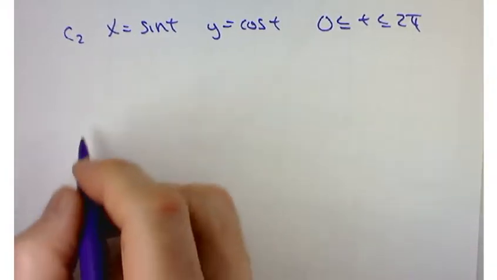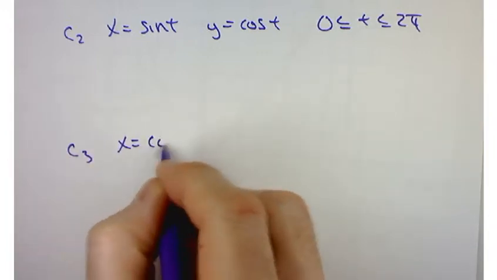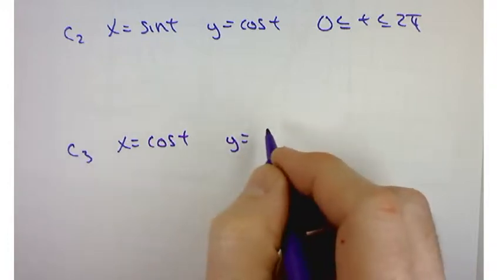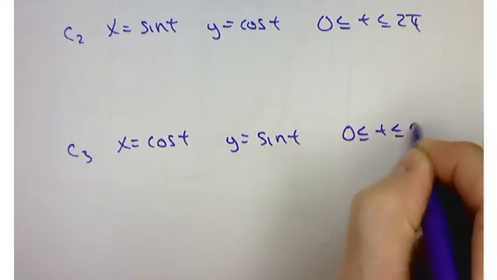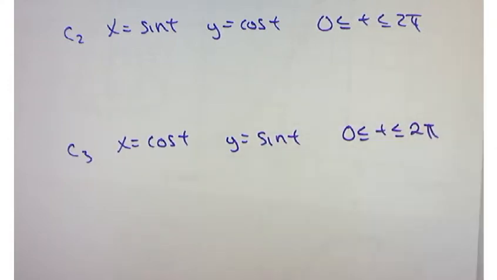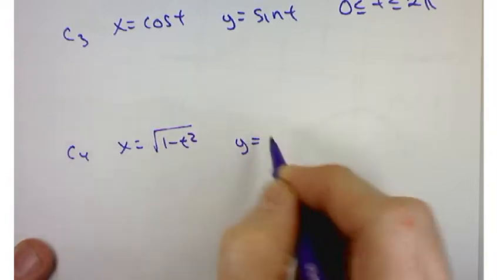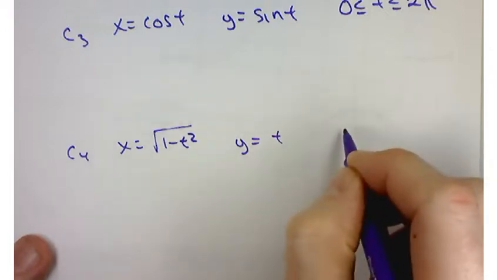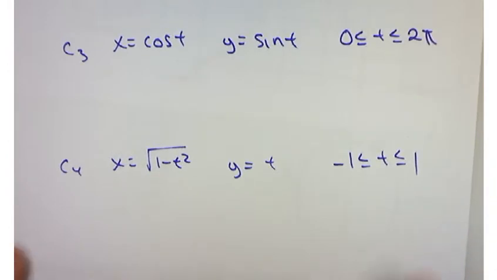I can flip things around in curve 3. x equals cosine of t, y equals the sine of t, and again with the same range of values for t. And finally, the last one, again kind of flipping things around a little bit. x is the square root of 1 minus t squared, and y is t. Negative 1 is less than or equal to t, less than or equal to 1. So that's the last of our curves.